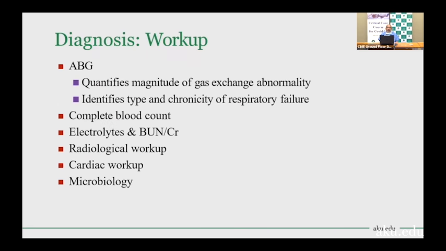Then of course, when you take the history, not in great detail, the short history tells you what is happening. You need to do the blood gas. The blood gas tells you about the gas exchange abnormality, the pH, the PCO2, and the PO2. It also tells you about the type and chronicity of the respiratory failure. I'm not discussing it here because of time constraints, but the blood gas tells you about the chronicity of the respiratory failure. You need to do the CBC because of infections, high WBC count, lymphopenia and all. You need to check electrolytes, potassium abnormalities, magnesium abnormalities, the BUN and the creatinine. If someone has chronic or acute renal failure, they may have respiratory failure, but this may be because of metabolic problems.